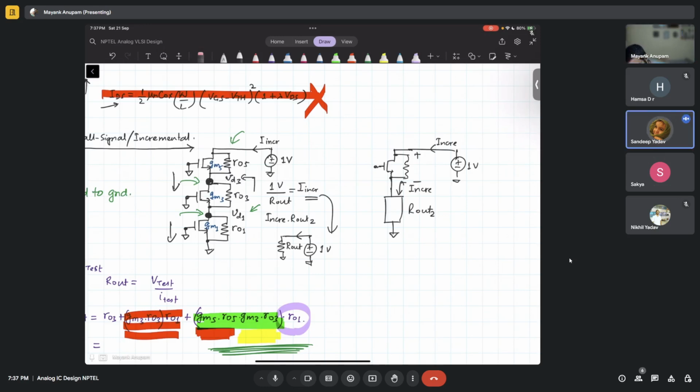What will be the exact voltage here? This will be I incremental into R out. The rest of the circuit is grounded, right? Another voltage. Okay, correct.